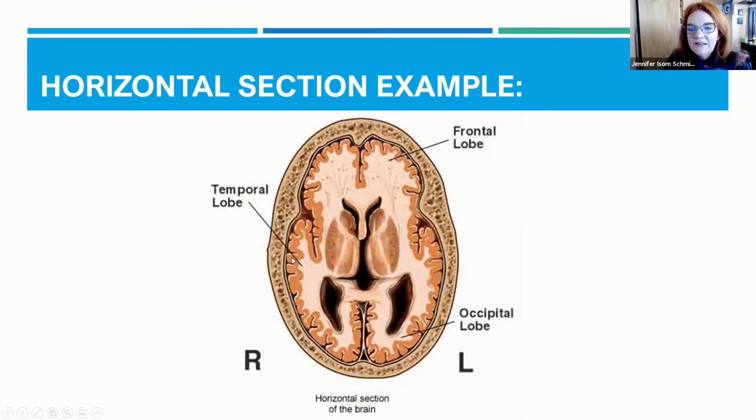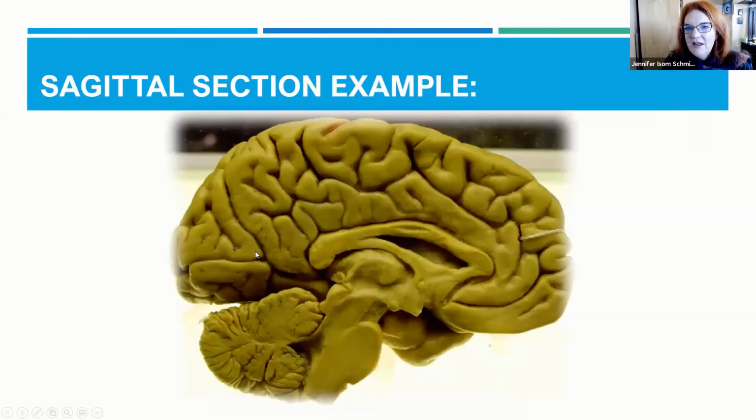And actually, it's reversed, right and left. This is often what happens when you're looking at imaging. But you can see it's a horizontal plane. And we'll go through these different lobes in a slide coming up. Here's an example of a sagittal view, or if this were a slice, it would be a sagittal plane. Now, which hemisphere of the brain are we looking at here? The left or the right?